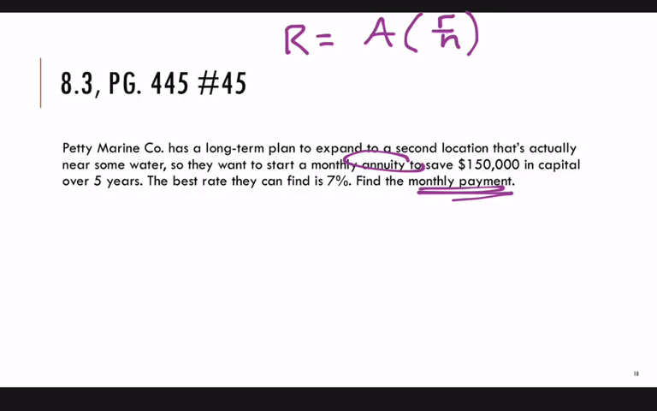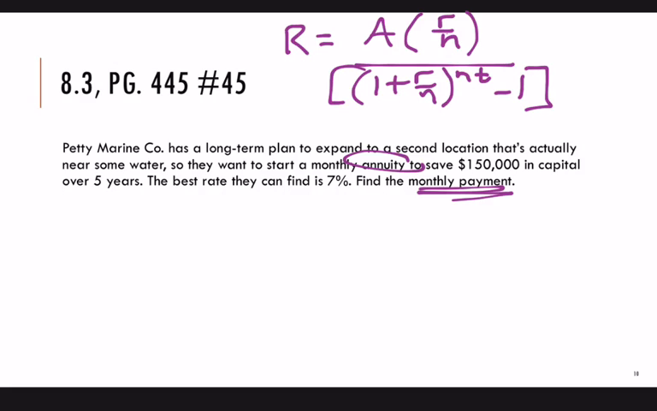Okay, so we'll use the monthly payment formula, which is R equals A times R over N divided by brackets, parentheses, 1 plus R over N to the NT minus 1. Okay, so we're looking for R, the regular payment. We have a future amount, so this is the goal, this is what they're aiming for, so they'd like to save $150,000. That's the future amount they hope to have. The rate is 7%. Okay, and then N is how many times the payment is made per year. Well, if this is a monthly annuity, then that's 12.